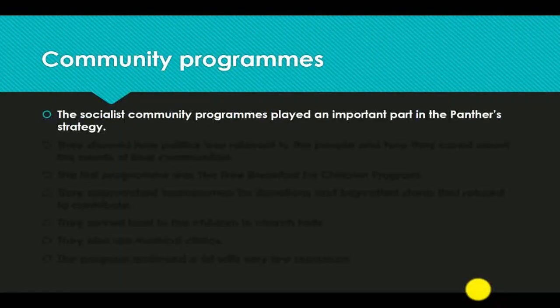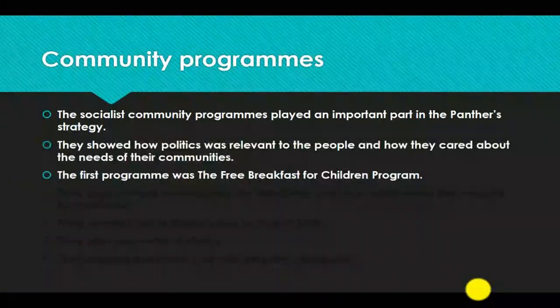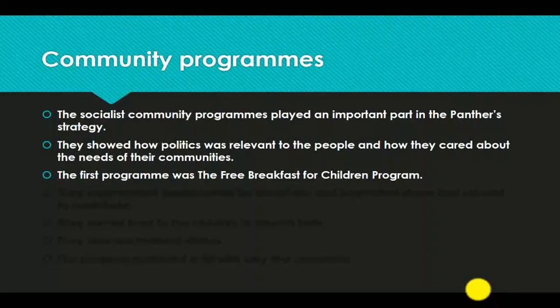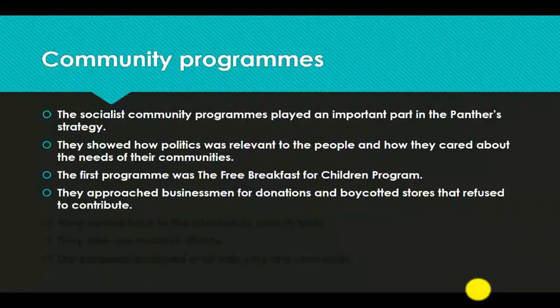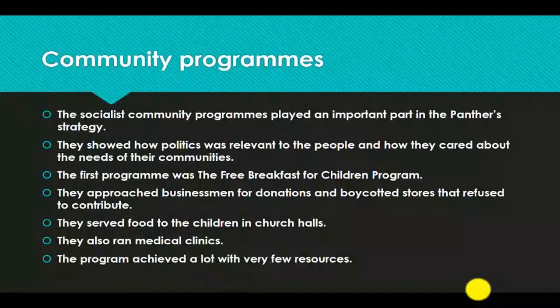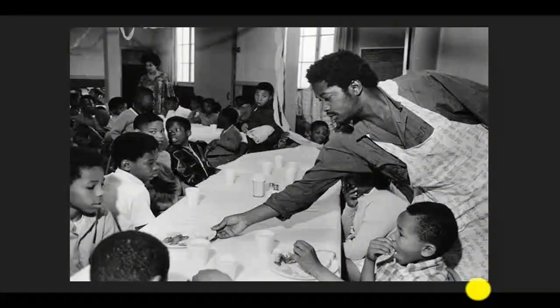So the Black Panthers started community programs. The socialist community programs played an important part in the Panthers' strategy. They showed how politics was relevant to the people and how they cared about the needs of their communities. The first program was the Free Breakfast for Children program. They approached businessmen for donations and boycotted stores that refused to contribute. They served food to the children in church halls, and they also ran medical clinics. And the program achieved a lot with very few resources. This is an image of the Free Breakfast for Children program.